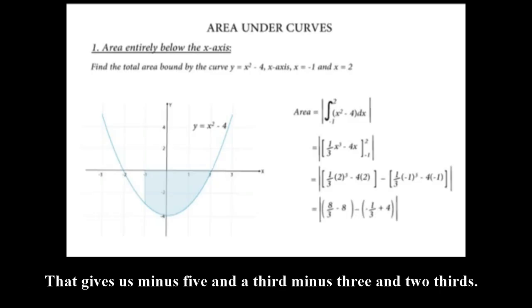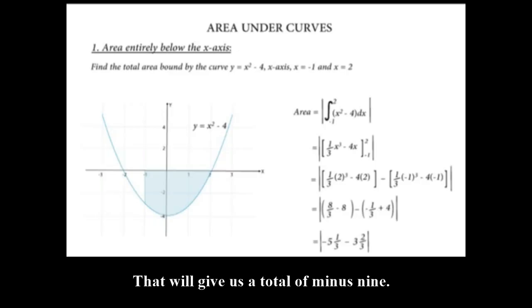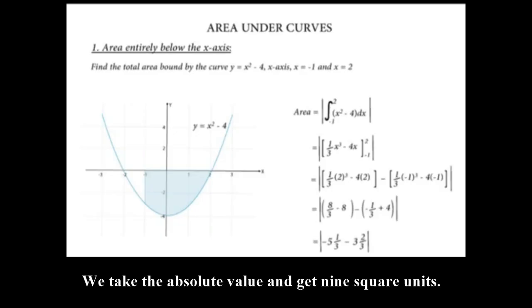That gives us minus 5 and a third minus 3 and 2/3. That will give us a total of minus 9. We take the absolute value and get 9 square units.